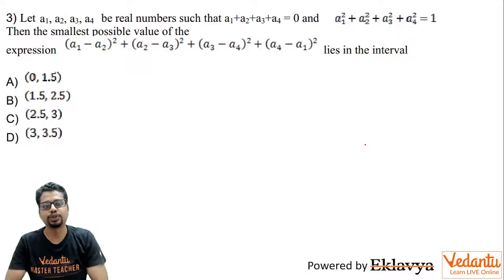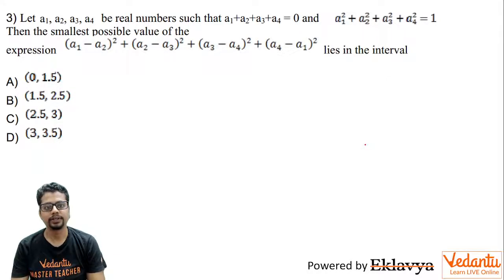Hi everyone, the question is, let a1, a2, a3, a4 be real numbers such that a1 plus a2 plus a3 plus a4 equal to 0 and a1 square plus a2 square plus a3 square plus a4 square equal to 1. Then the smallest possible value of the expression (a1 minus a2) whole square plus (a2 minus a3) whole square plus (a3 minus a4) whole square plus (a4 minus a1) whole square lies in the interval.